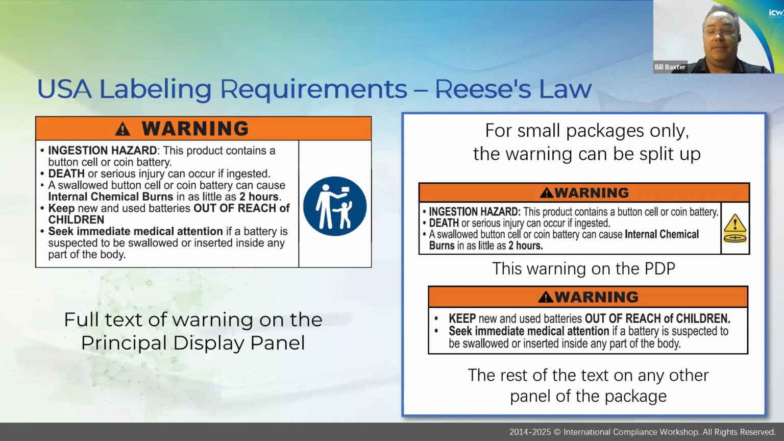But the top panel, with the button cell symbol on it, that still needs to go on the principal display panel. And then the other two statements can go in a box anywhere else on another panel on the outside packaging. So it still has to be on the outside, but it's not required to be on the principal display panel.